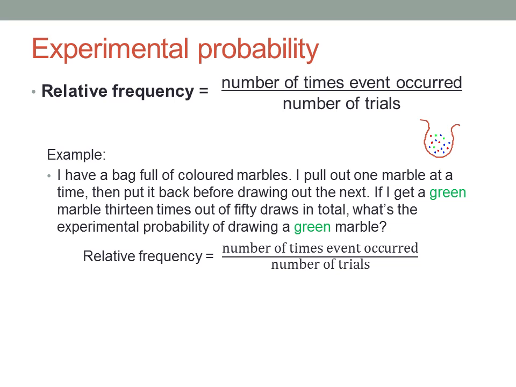Well, it's the relative frequency, the number of times I got a green marble, over the total number of times I tried. 13 out of 50 is 26%, or 0.26. You can express it in any of these three ways. Notice that the experimental probability has nothing to do with the actual number of marbles in the bag, green or otherwise.